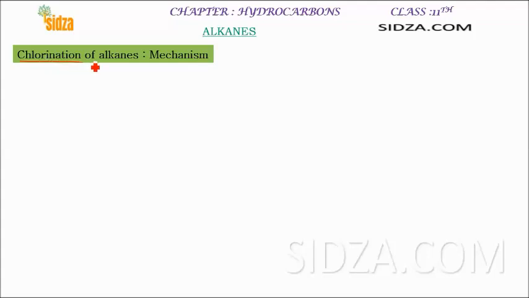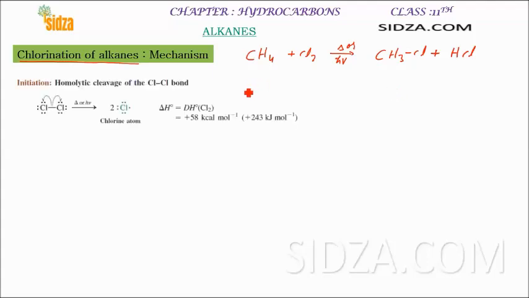Let's take an example of chlorination of an alkane, and from alkanes I'll take the simplest one, which is methane. If you react methane with chlorine, when you heat it or use high energy radiations, hydrogen will be replaced by the chlorine, so you get CH3Cl, methyl chloride, plus HCl. So this is a free radical substitution reaction because from the chlorine molecule you first get the chlorine free radical, and that free radical attacks the CH4.